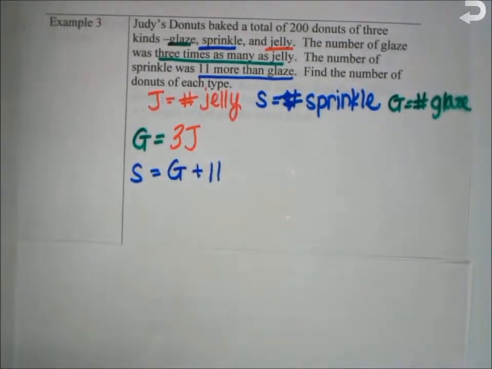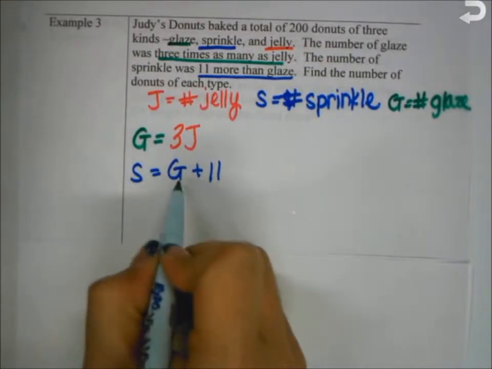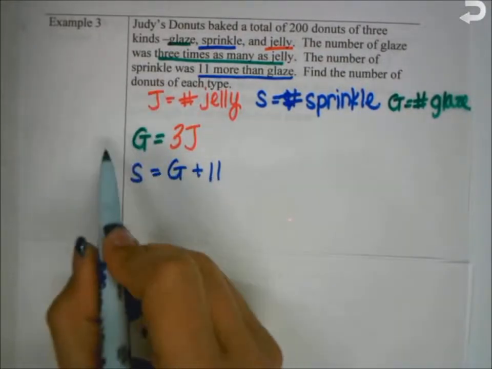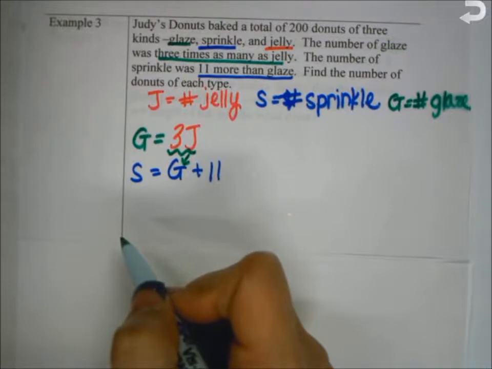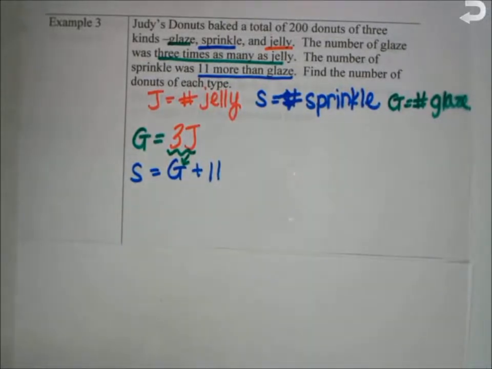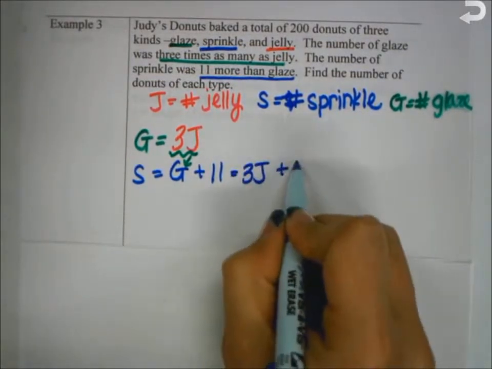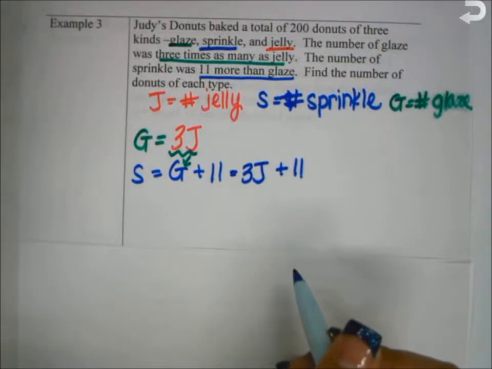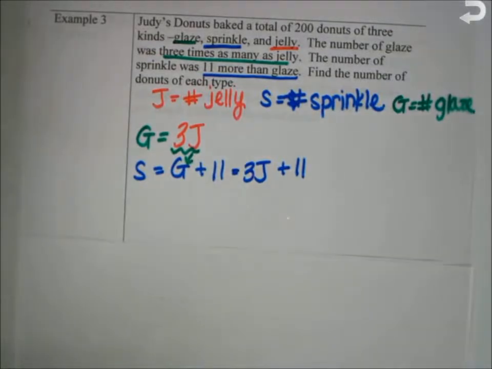No, I need to get them all into one variable. But what do I know? I know that sprinkle is G plus 11, and I know what G equals too, don't I? G equals 3J, so I'm going to substitute that in. So my number of sprinkles is 3J plus 11. So I can write everything in terms of jelly donuts, right? Everybody with me so far? All right. Let's put this in green so it's all the same.